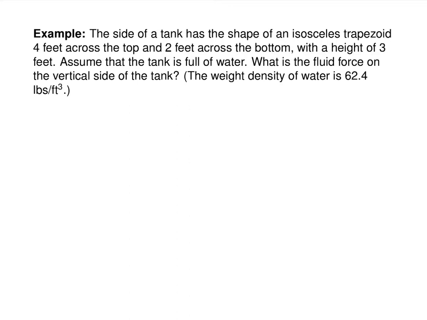Next, let's consider an example where the length of the sides of the tank changes as you approach the bottom. So we have a tank whose sides have the shape of an isosceles trapezoid that is 4 feet across the top and 2 feet across the bottom, and the height is 3 feet. We're going to assume that this tank is full of water. What is the fluid force on the vertical side of the tank? And we're going to use the fact that the weight density of the water is 62.4 pounds per cubic foot.